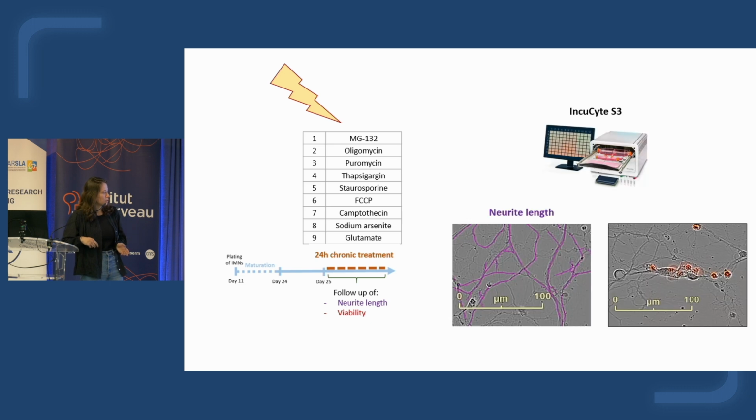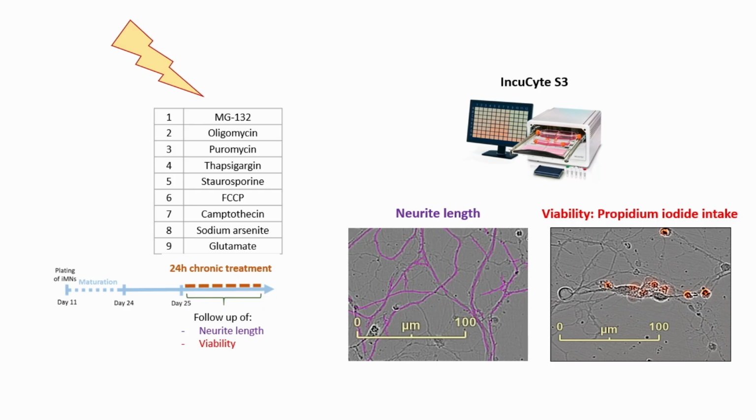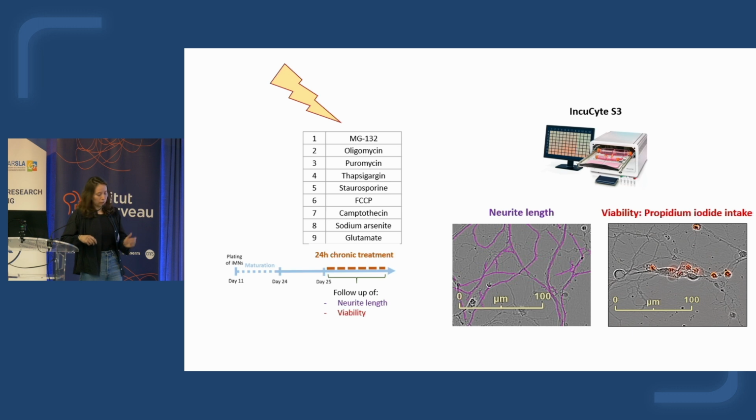at different concentrations. And with the IncuCyte, which is an automated, less complicated machine than the one that we saw before, we detected the neurite length. This is an automated way of detecting the neurites without any dye. Then we also followed viability with a propidium iodide intake. We followed all of these drugs, and we had interesting results only with sodium arsenite. This was a result where we saw that TARDBP lines were more susceptible to this stress than controls.